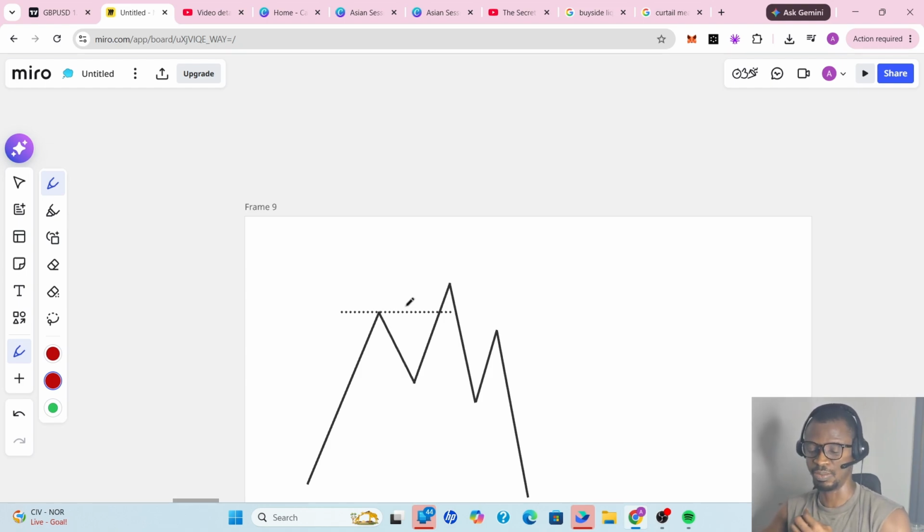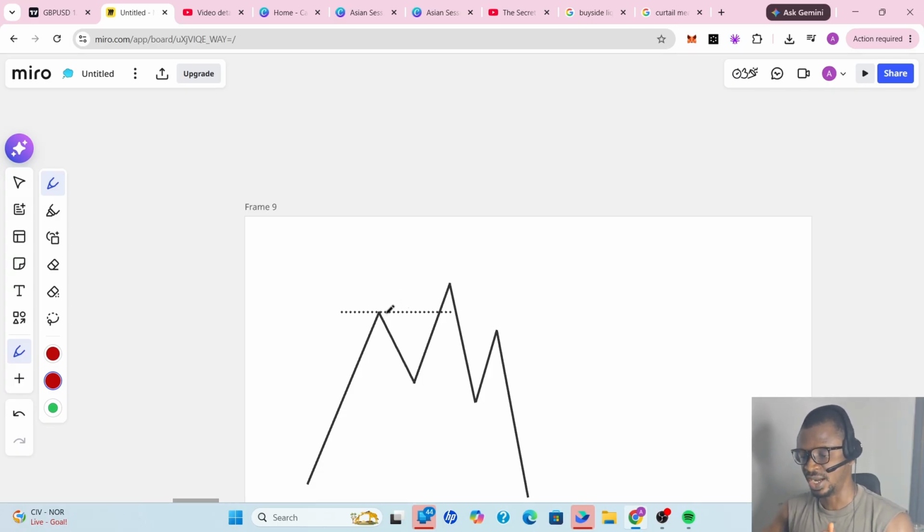Basically, we have two types of liquidity. We have the buy side liquidity and the sell side liquidity. Liquidity is simply pending orders. It could be stop losses, it could be limit orders, and all of that. They are resting liquidity at any swing low and swing high. So price tends to take it out before it reverses in whatever direction it wants to take.